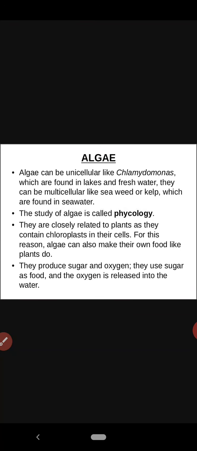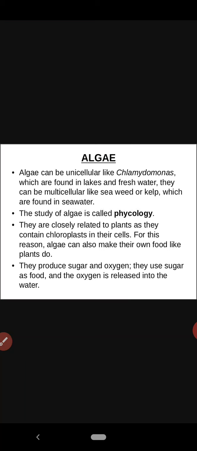Now algae can be either unicellular, like Chlamydomonas, or it can be multicellular, like seaweed or kelp, which are found in seawater. So Chlamydomonas, I have written it in italics because it is a scientific name, so please keep that in your mind. The study of algae is called phycology. Phyco means algae, logy means to study.